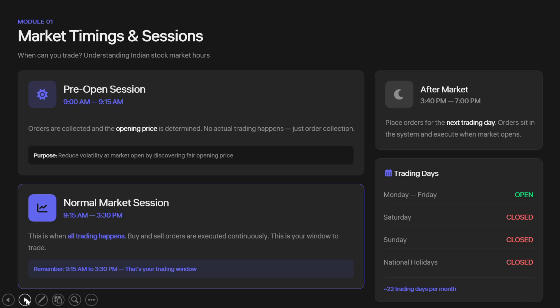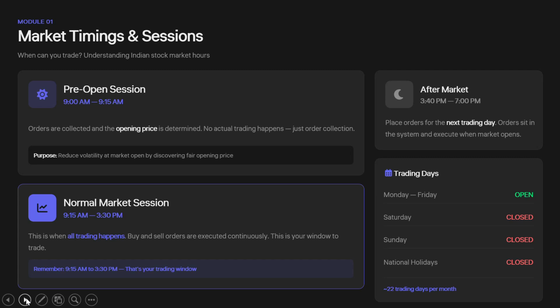Stock markets in India are open Monday to Friday. There are no trades on Saturdays, Sundays, or national holidays. The pre-open session runs from 9 to 9:15 a.m. This is when orders are collected and the opening price is determined.